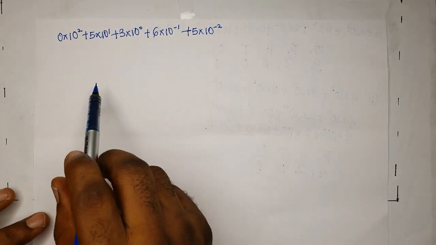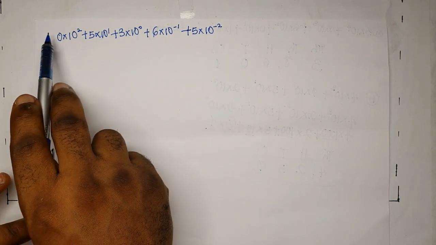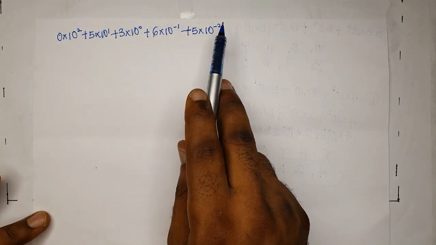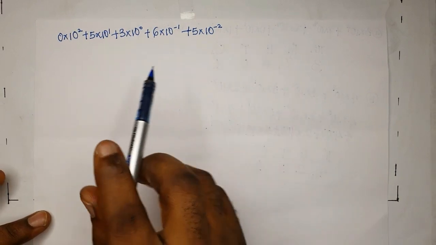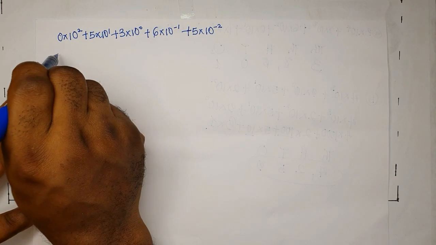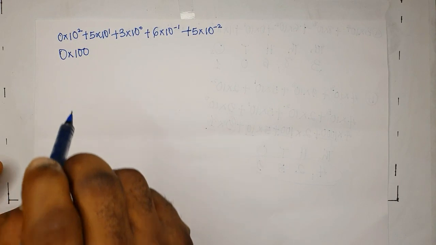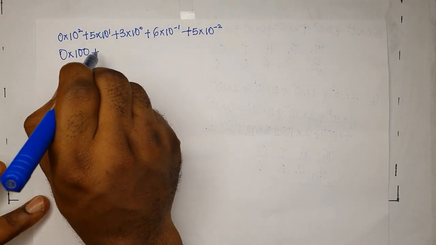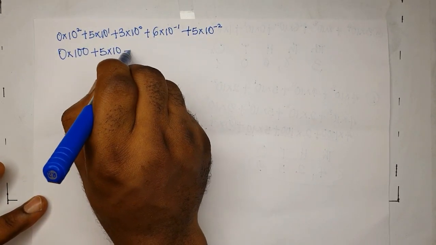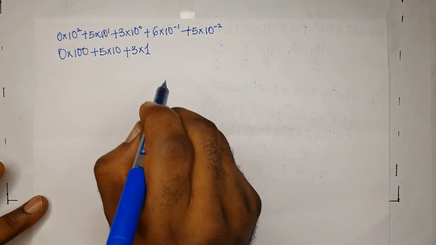So first, let's do that. Notice first that the arrangement is in order. It ranges in descending order from left to right and in ascending order from right to left. So that's okay. Therefore, let's rewrite these expressions thus. This 10 squared is the same thing as 100. So we can write this as 0 times 100. Then 5 times 10 raised to the power 1 can be rewritten as 5 times 10. And 3 times 10 to the power of 0 can be rewritten as 3 times 1.